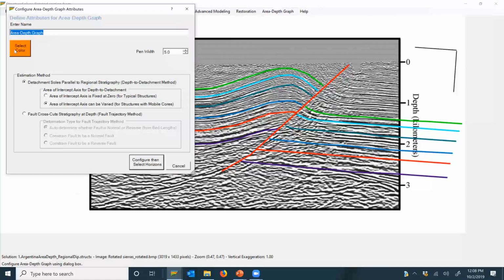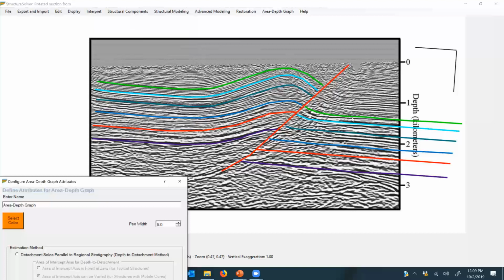We can define colors, pen width, and so on. And we're going to use our proprietary method, the fault trajectory method. This is an advancement over the depth to detachment method, which is the classic approach to area depth analysis, where you assume that the structure is underlain by a flat detachment. That was a traditional limitation of the method: it was best applied to detachment folds, not structures like this, where the footwall is consistently deeper than any of the hanging wall horizons.